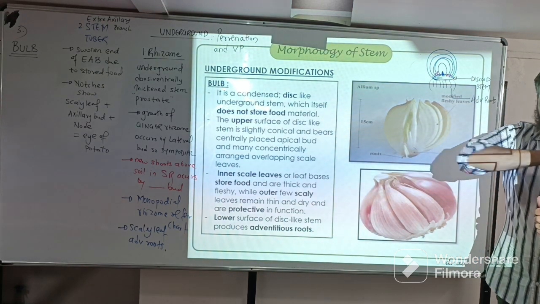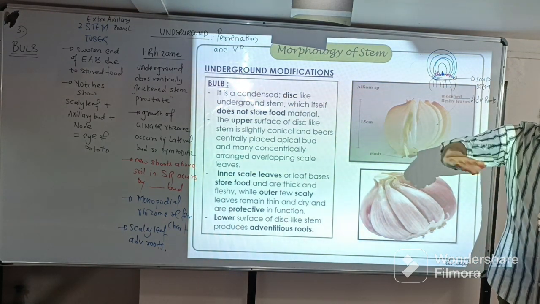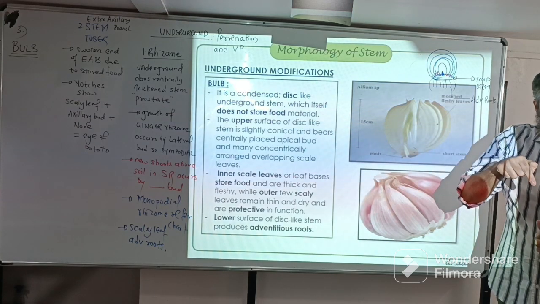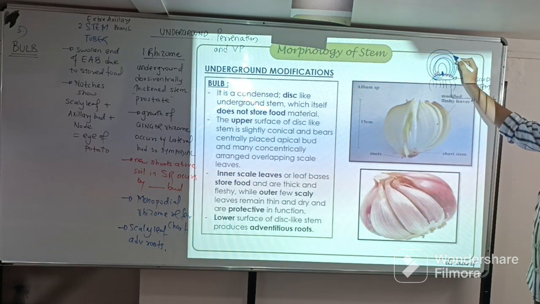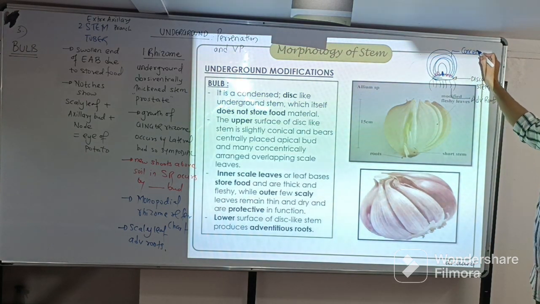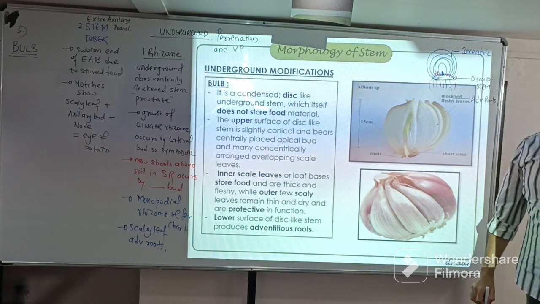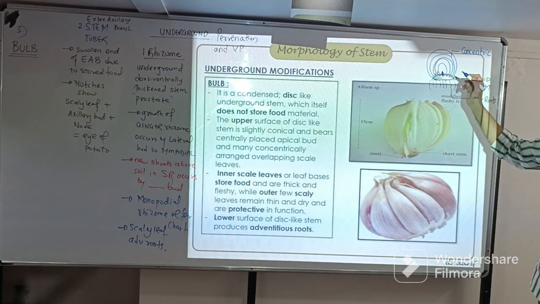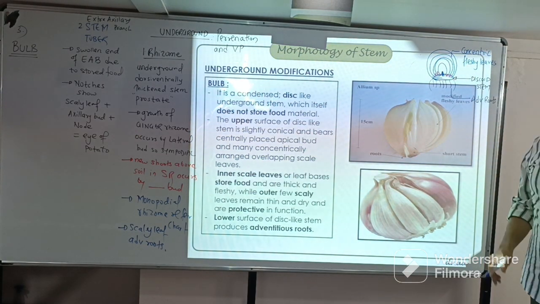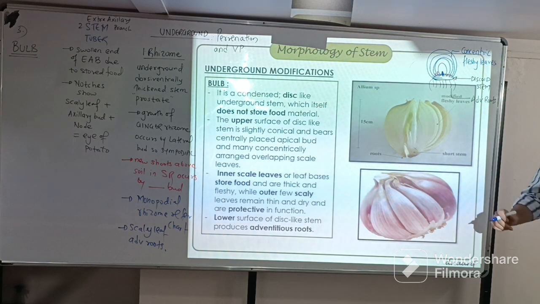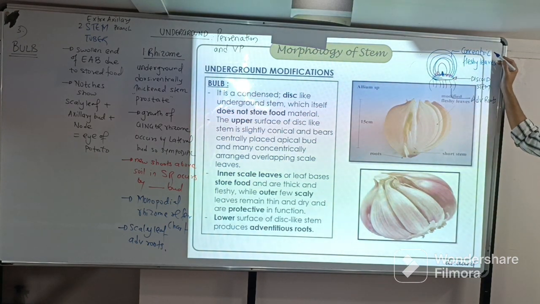So if you take a transverse section of the onion, what do you see? A circle of leaves. So what are they? They are concentric. Concentric means circular. Come first. So how are the leaves? Concentric fleshy leaves. I hope you got it.